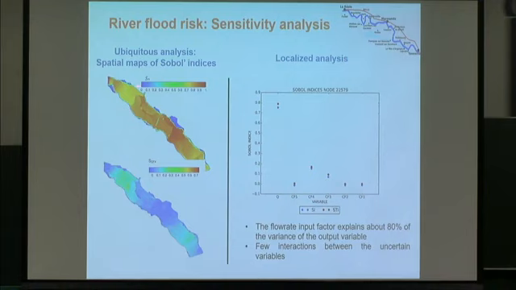This is the sensitivity indices for a particular input, and this is the sensitivity indices for another input. So we can see that this input is more influential than this one, and that the influence is larger in this zone than in this zone. For the physicist, it's also interesting to be able to interpret and have this information.